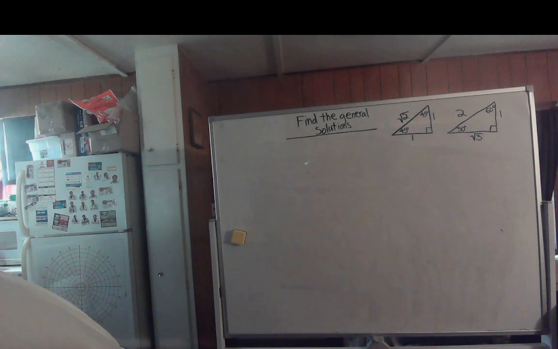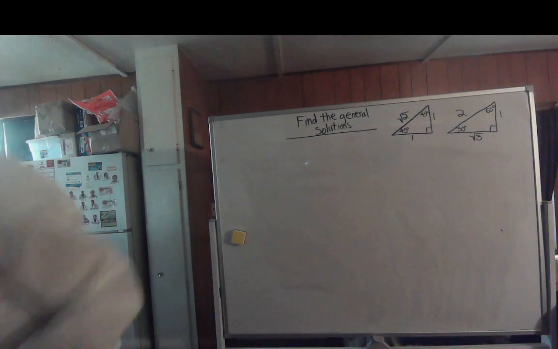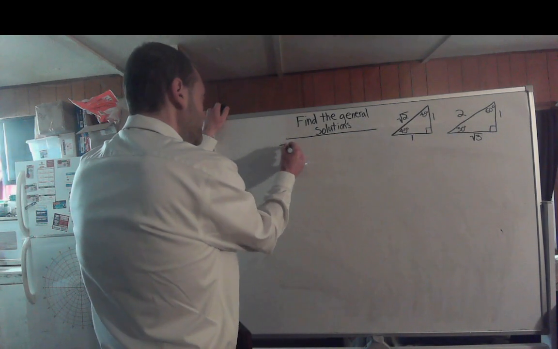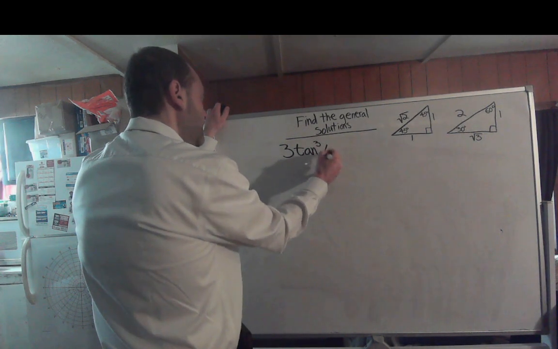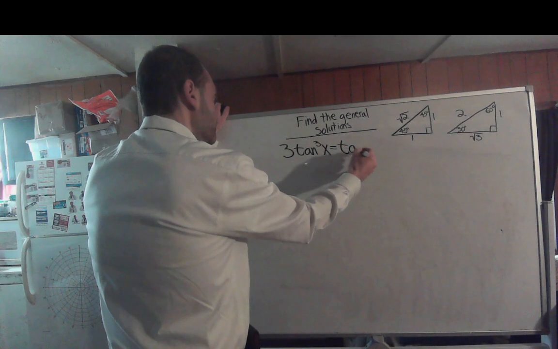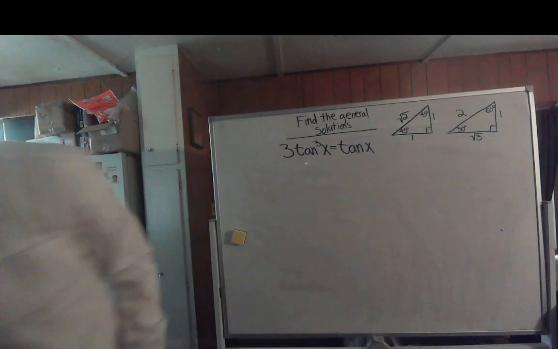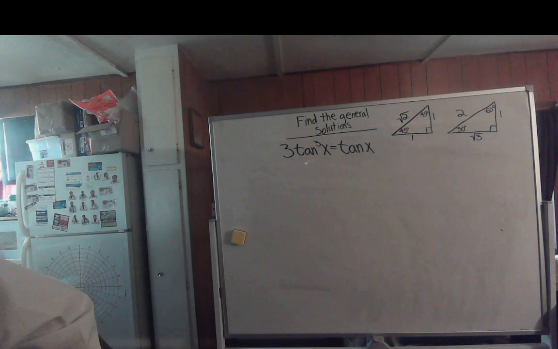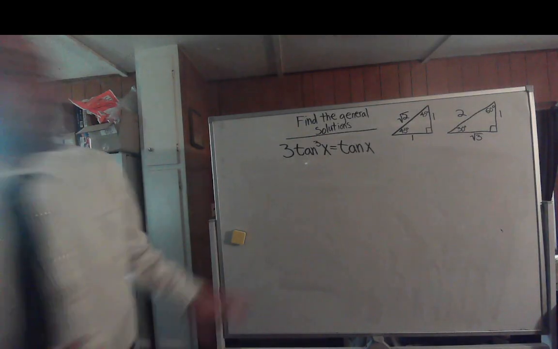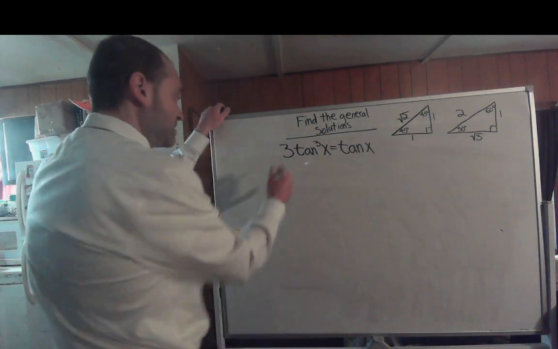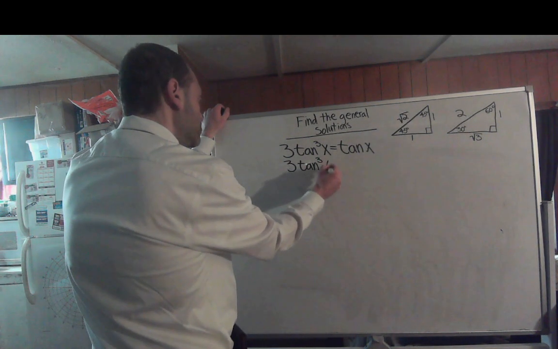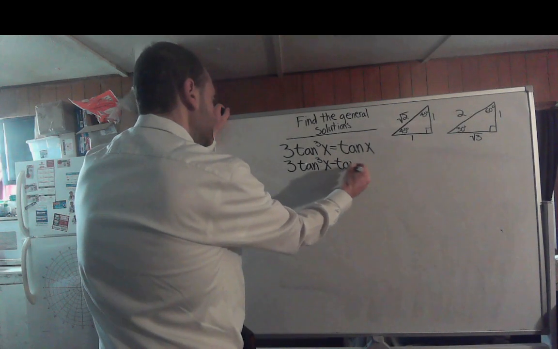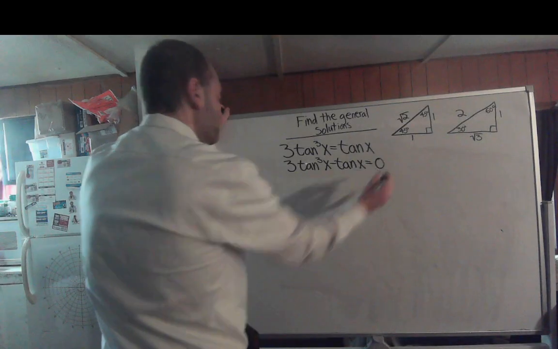All right, what do we got here? Well, this is still the same function, but it's a higher power than 2. We have 3 times the tangent cubed of x equals the tangent of x. So let's get this all to one side. This would turn into 3 times the tangent cubed of x minus the tangent of x is equal to 0.